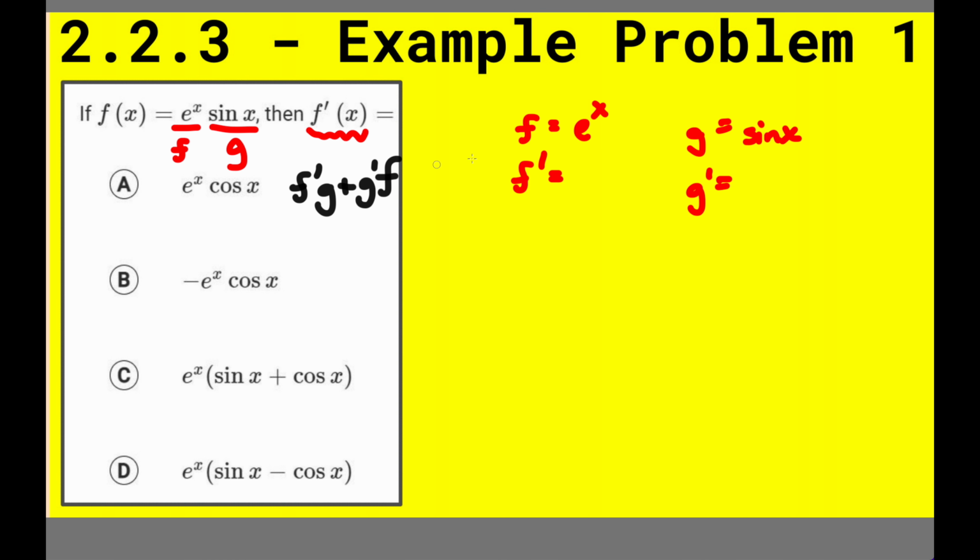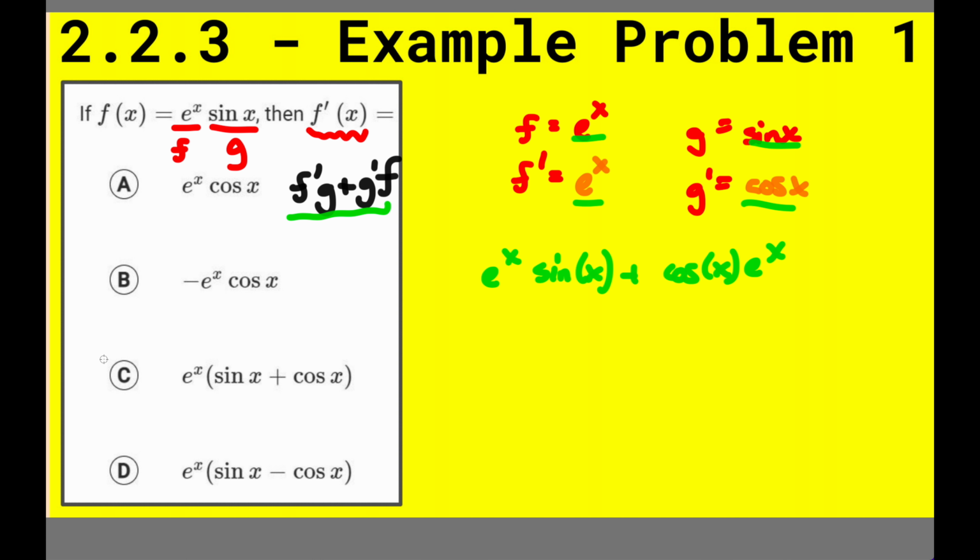Okay, the derivatives is the next thing I'm going to find here. So the derivative of e to the x is itself, e to the x. The derivative of sine x is cosine x. So I'm going to put that in there. Okay, and then from here, I'm just going to use this formula right here. So it's f prime g plus g prime f. And that's basically the answer.